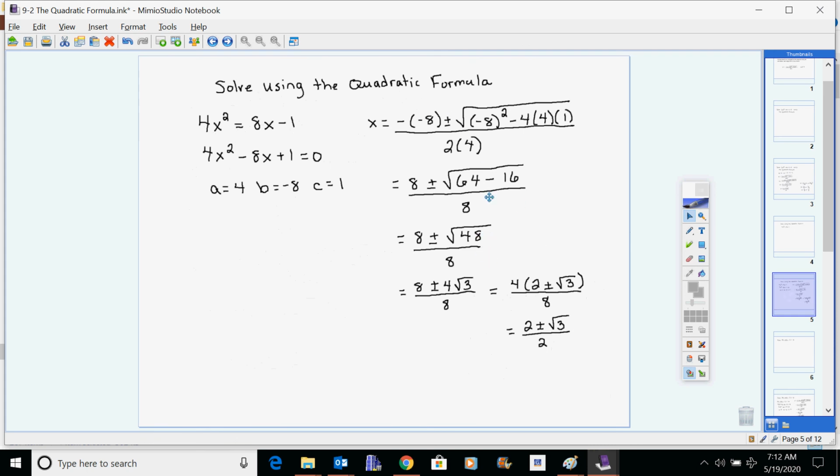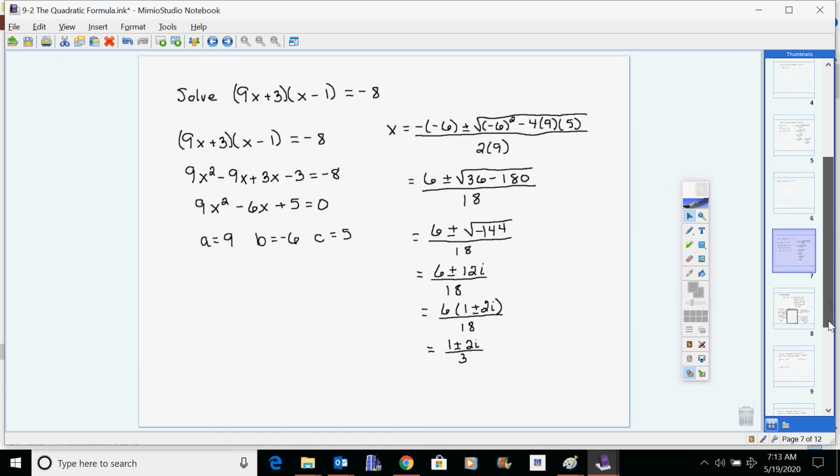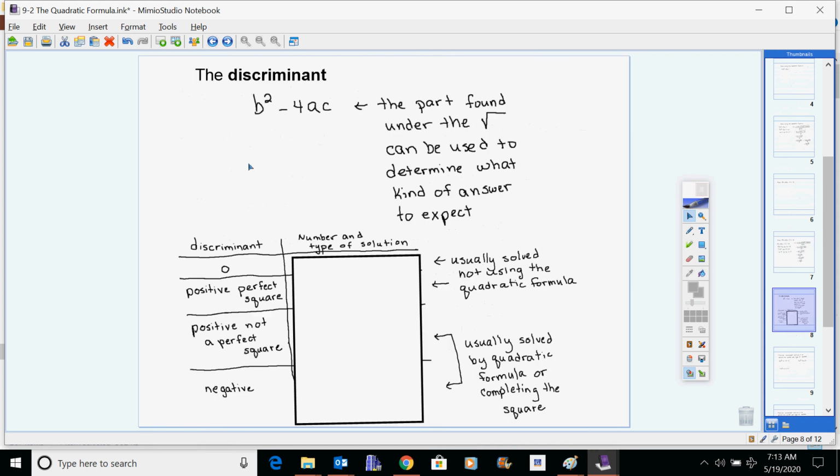When it was not a perfect square, but it was a positive number, we ended up getting, really, this plus or minus means that we ended up getting two irrational numbers for an answer. But when we ended up with a negative underneath here, because of the plus or minus, we ended up having two complex numbers as answers. So that number under the square root is super important, and sometimes we can just ask to find that.